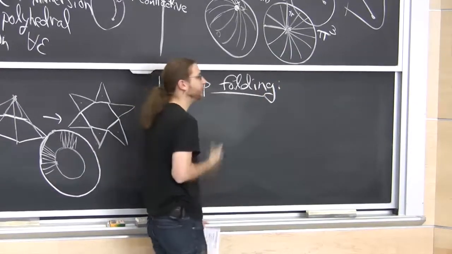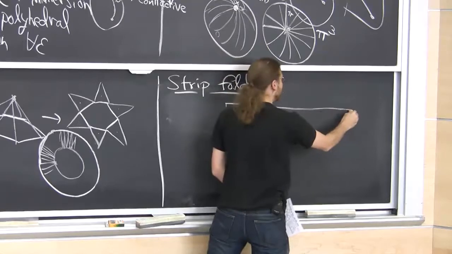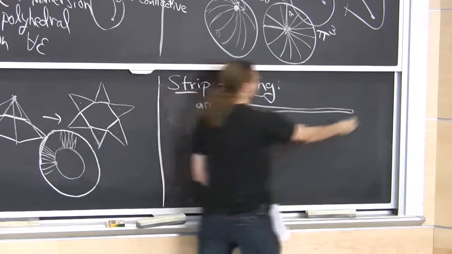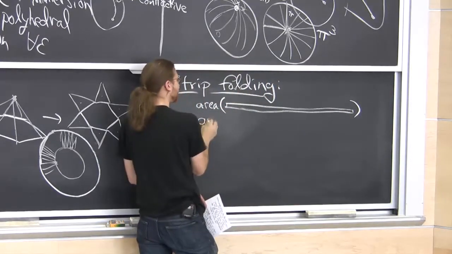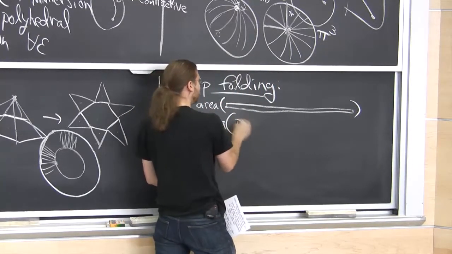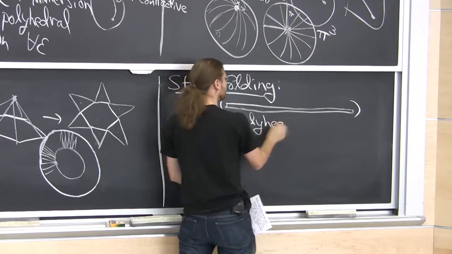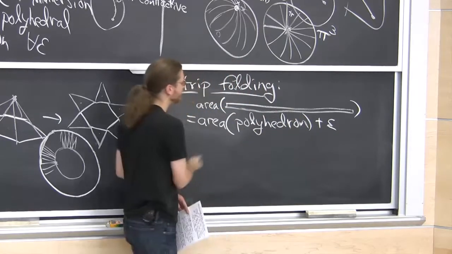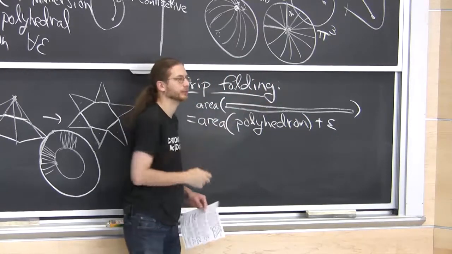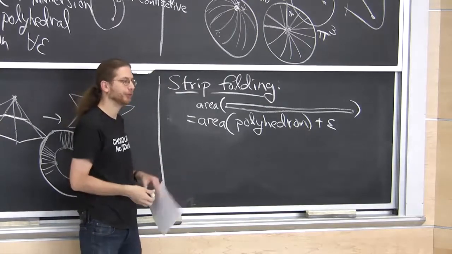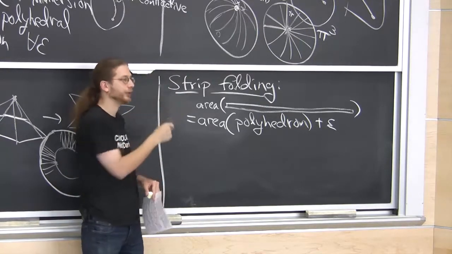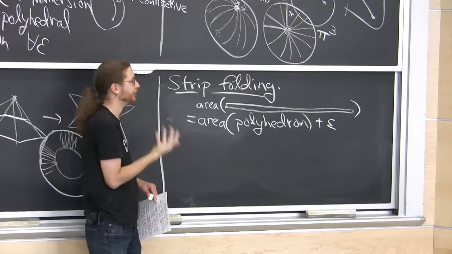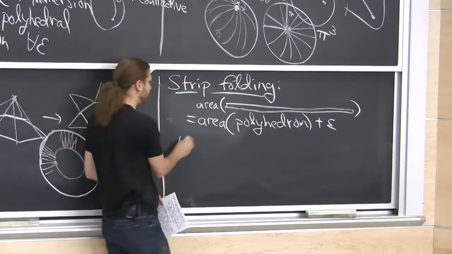This was the inefficient method, but if you started with a very long rectangle of paper, we could show that the area of that piece of paper could be made arbitrarily close to the area of your polyhedron. So that area plus some epsilon. You can make epsilon as small as you wanted just by making this polygon longer. If you take a polyhedral approximation of a sphere and apply this theorem, you'll get very close to the surface area of that approximation, which is very close to the surface area of the sphere, which is 4 pi.